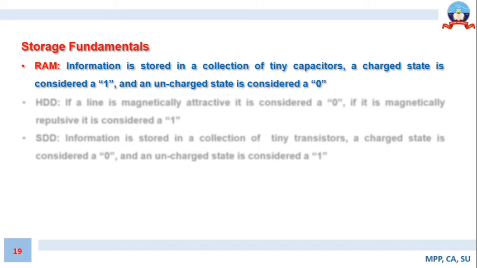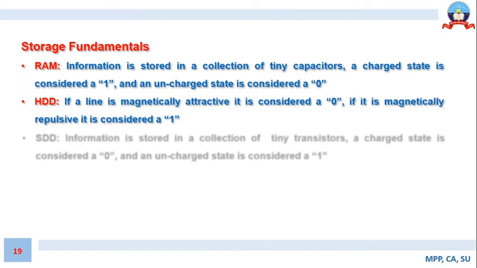So RAM is a type of memory where the information is stored in a set of tiny capacitors, where the charged state of a capacitor is considered to be 1 and an uncharged state is considered to be 0. A collection of many such tiny capacitors creates a representation of data and programming instructions in terms of zeros and ones. At the atomic level, these zeros and ones are called bits. Every capacitor is capable of storing or representing a bit of information.